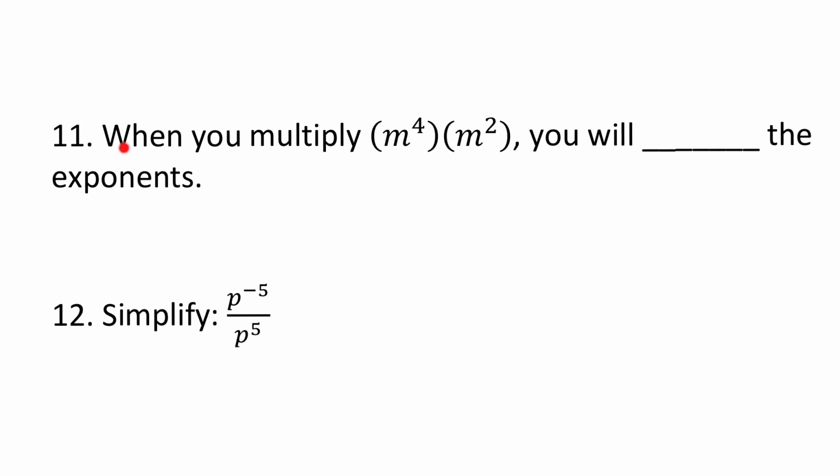It says when you multiply, let me circle that word. You're multiplying these two expressions, and they're monomials because they're one term. M to the 4th times m to the 2nd. You will blank the exponents. So when you're multiplying, you're going to add. Exactly. That's it. You add the exponents. Keep the base, but you add the exponents.